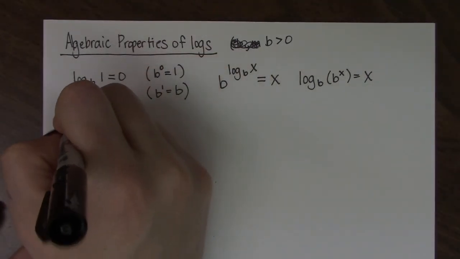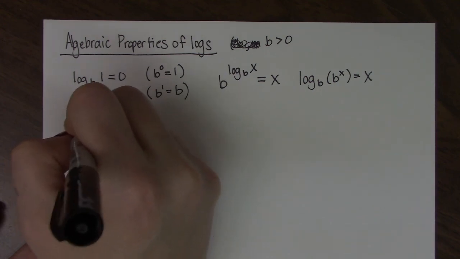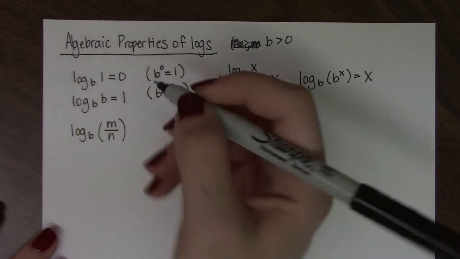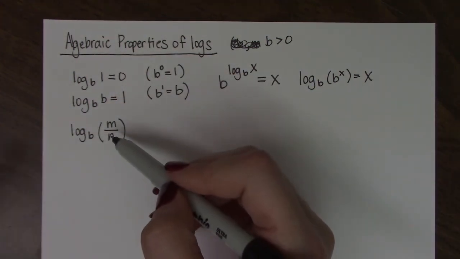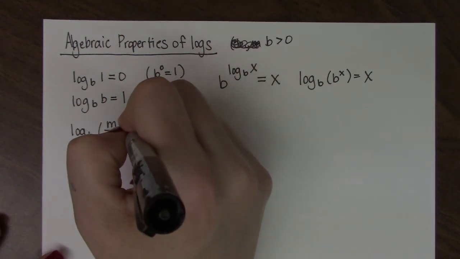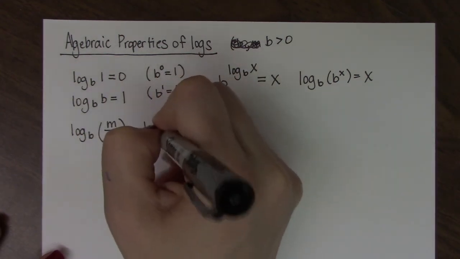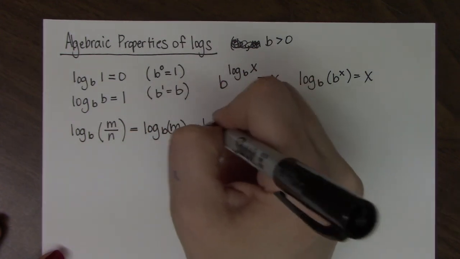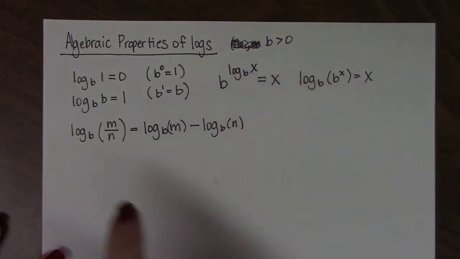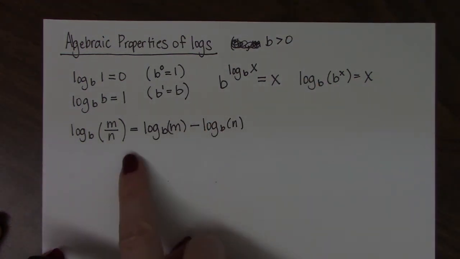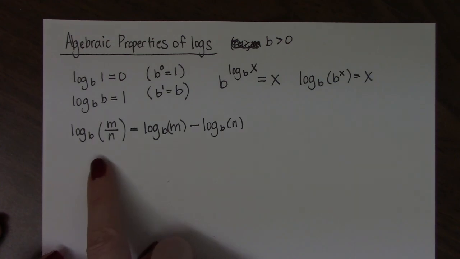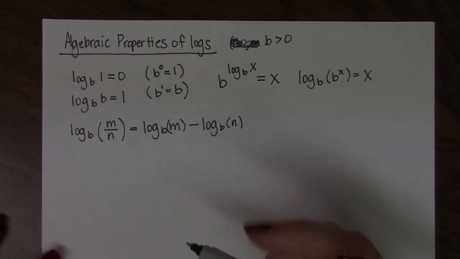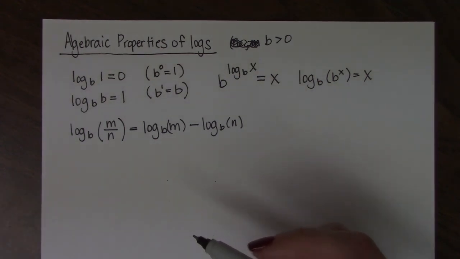Furthermore, we can say that if I have log base b of m divided by n, and this could be a number or this could actually be an expression, then this is the same thing as saying log base b of m minus log base b of n. There may be reasons that I want to combine these into a single expression, but there are other reasons that it might be advantageous to spread them out. So just like with our exponential rules, you want to make sure you know these backwards and forwards.